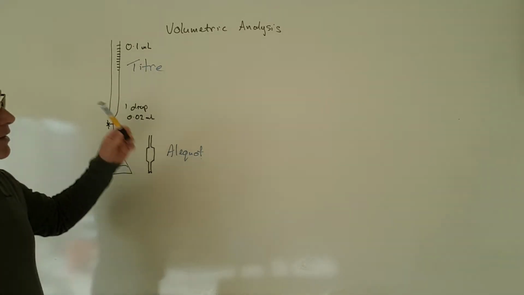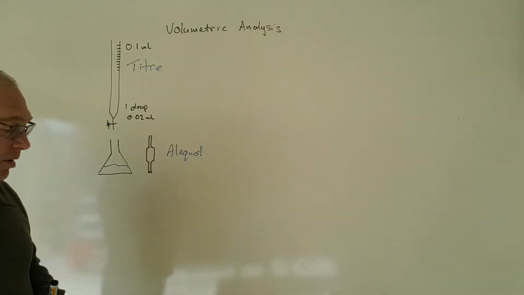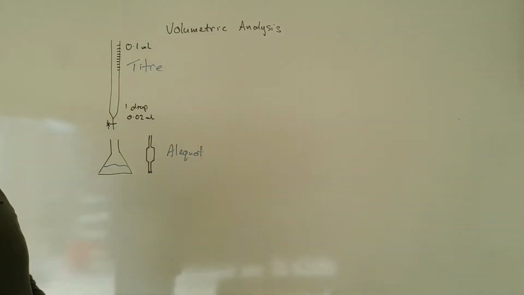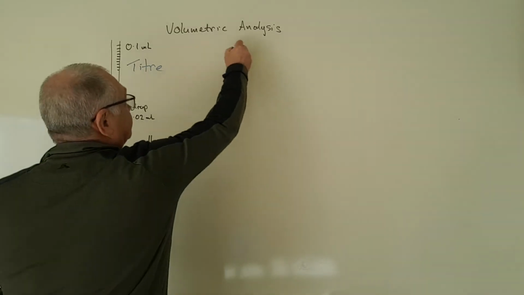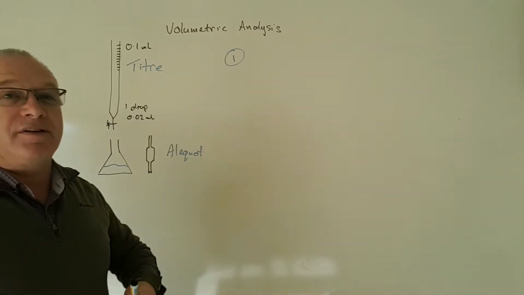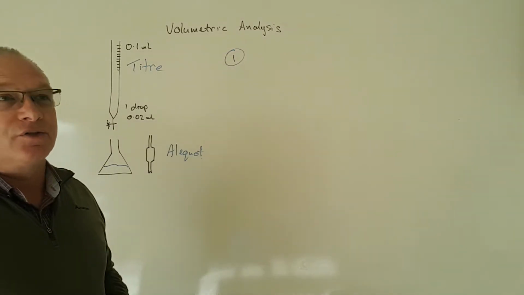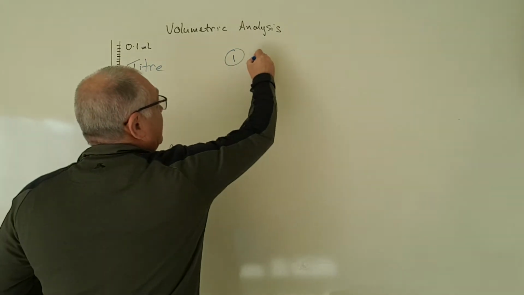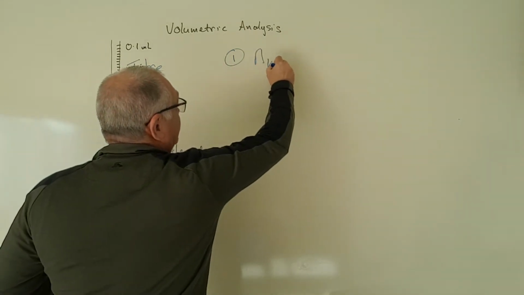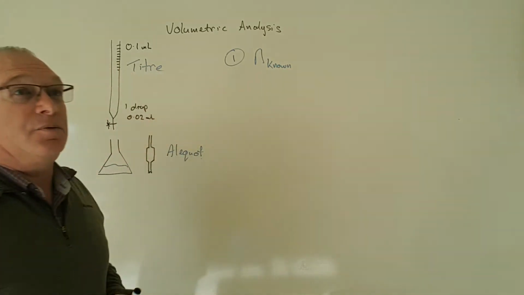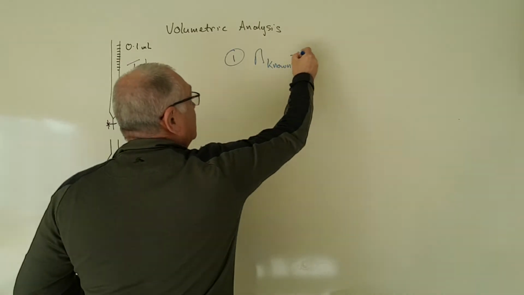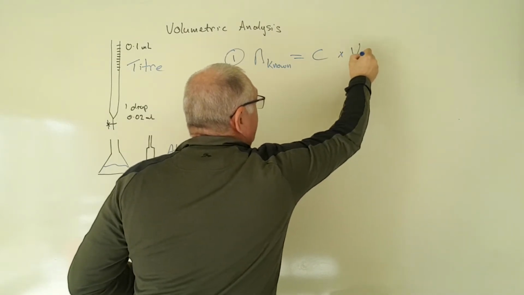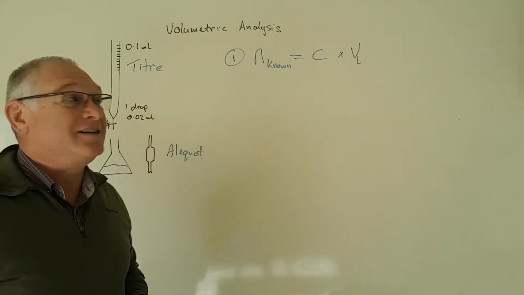So the calculations that I do are quite straightforward. They are in three separate steps. Step one, you will be given a solution of known concentration called a standard. So step one is to work out the number of moles of the known solution. And with solutions, the number of moles is the concentration times the volume. And of course, our volumes are always in litres.